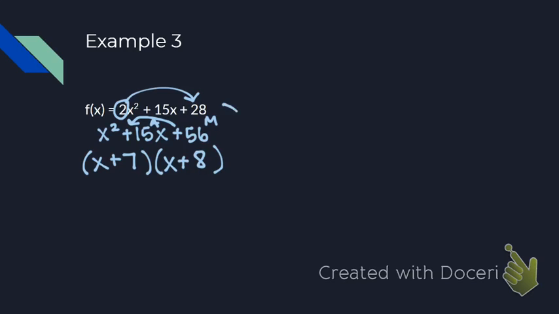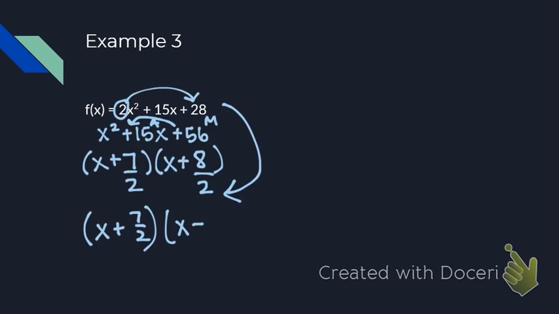Now we swung on a swing. Naturally, we have to swing back. And what we divide by is the number we swung to begin with. So in this case, a 2. Now here, 7 over 2 does not reduce. So for right now, I'm going to leave it as 7 over 2. But 8 over 2 reduces to 4.